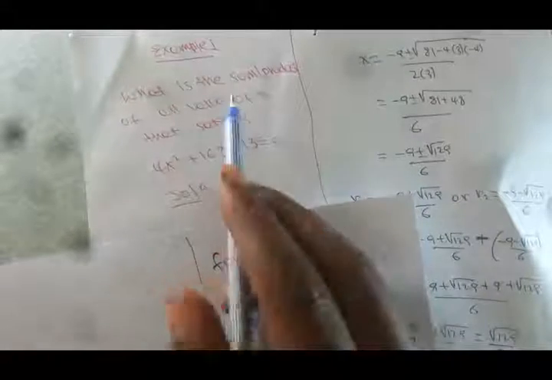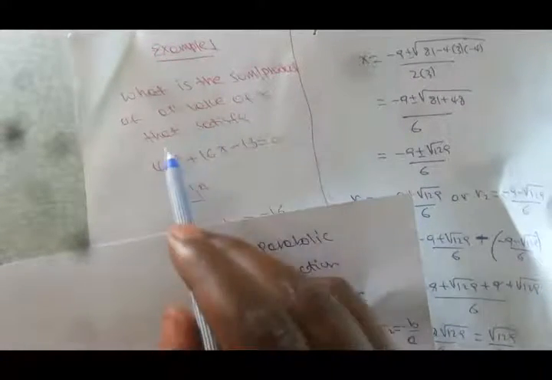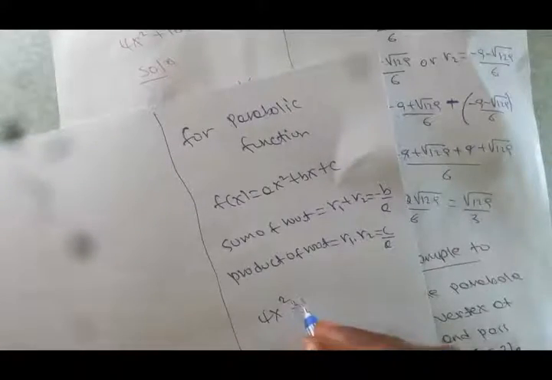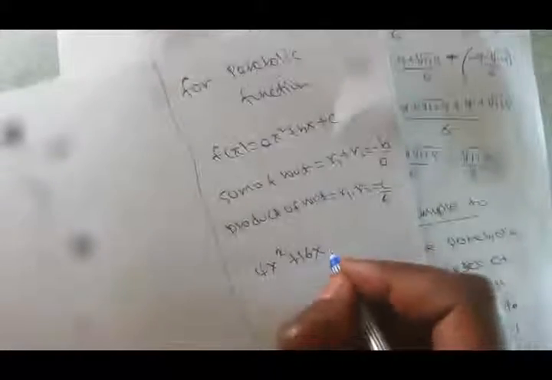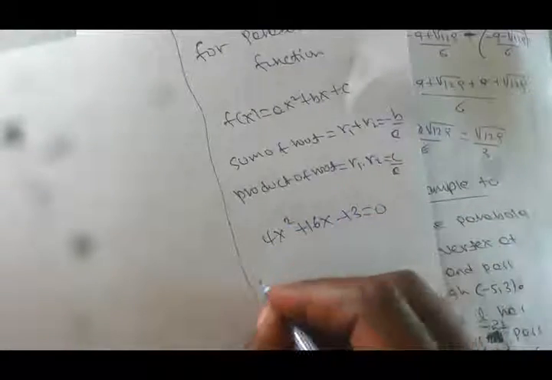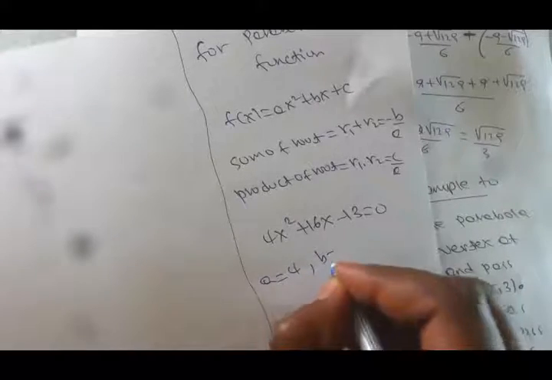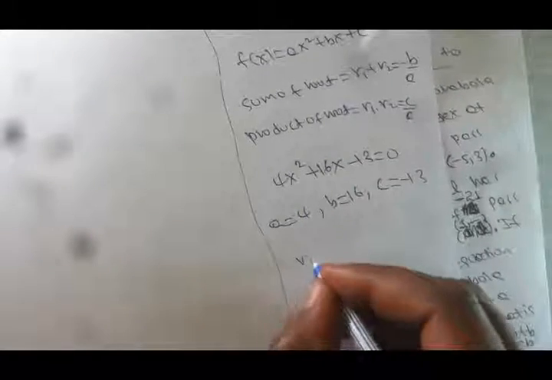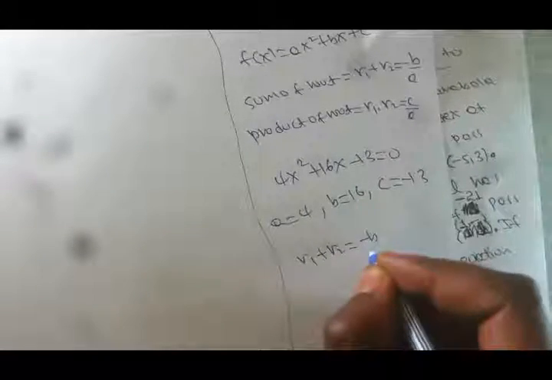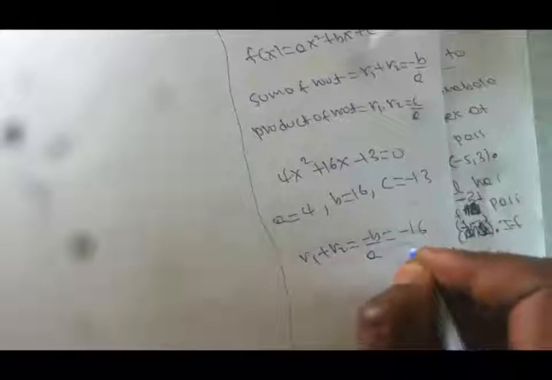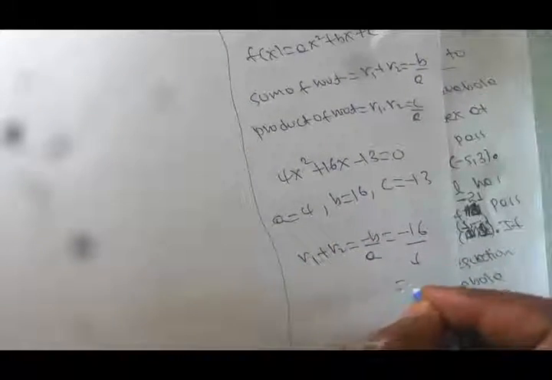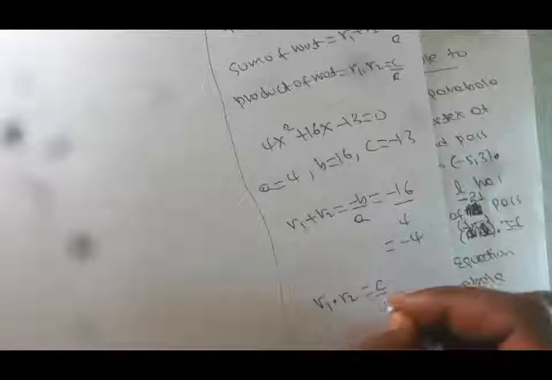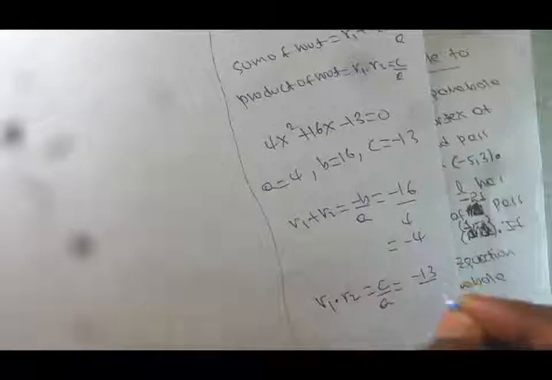And we are asked for the sum and the product of all values of x that satisfy 4x squared plus 16x minus 30 equals 0. The value of a is equal to 4, the value of b is equal to 16, and the value of c is equal to minus 30. Therefore, r1 plus r2 is equal to minus b over a. This is equal to minus 16 over 4, since the value of a is 4. This is equal to minus 4. r1 times r2 is equal to c over a. The value of c is minus 30. The value of a is 4.